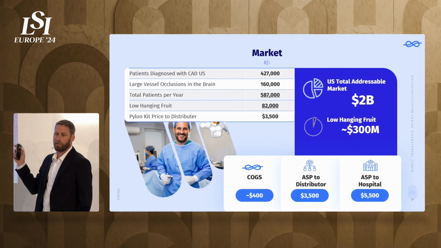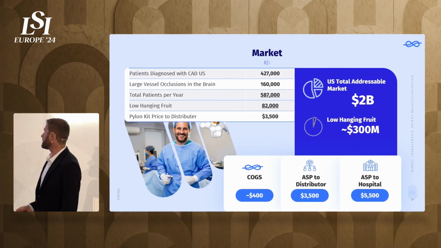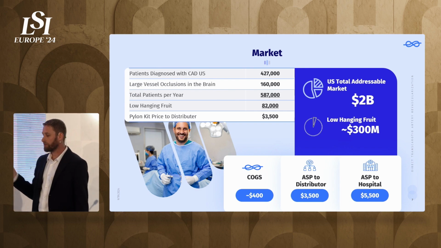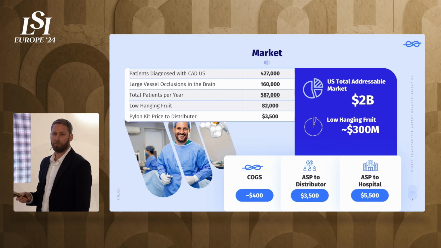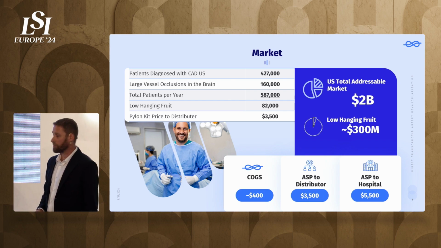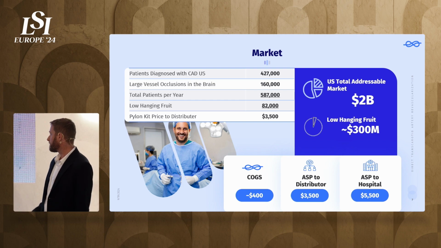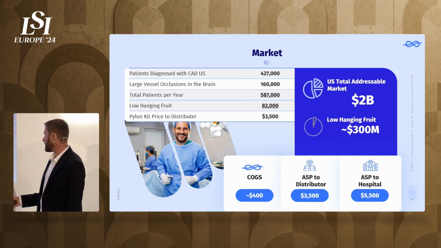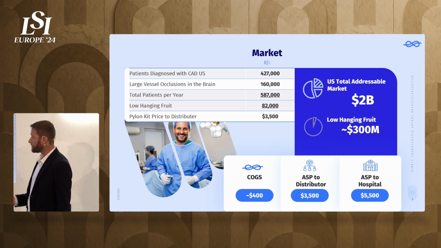The total addressable market is estimated to be $2 billion. The early adopter market is 300 million. This number represents those for whom a minimally invasive procedure is preferred, but who currently cannot go through this procedure due to anatomical conditions. Our cost of goods is 400. Average sales price for distributors is 3,015, and hospital price 5,500.